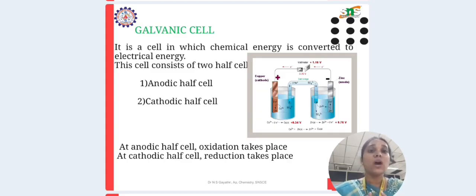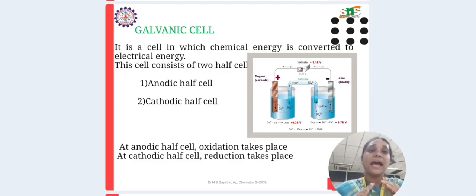It has two half cells, the anodic half cell and the cathodic half cell. The anodic half cell is also called the anodic compartment, and the cathodic half cell is called the cathodic compartment. There are two types of electrodes, anodic and cathodic. These half cells are combined to get the whole cell, that is, the galvanic cell.